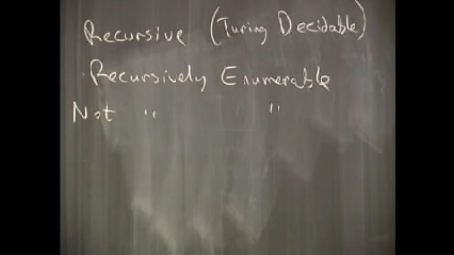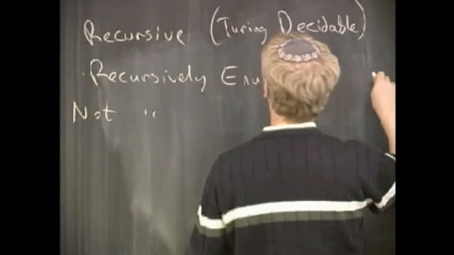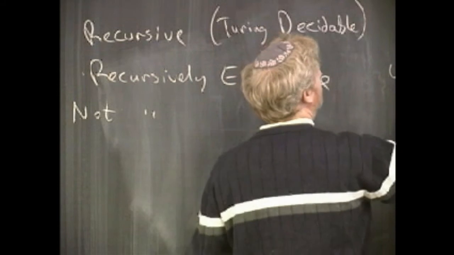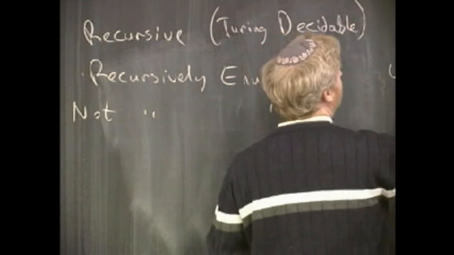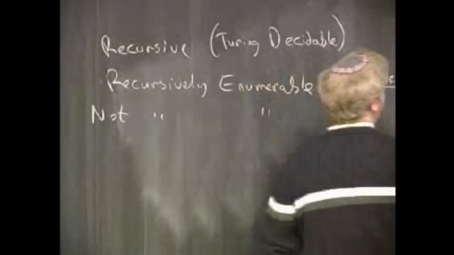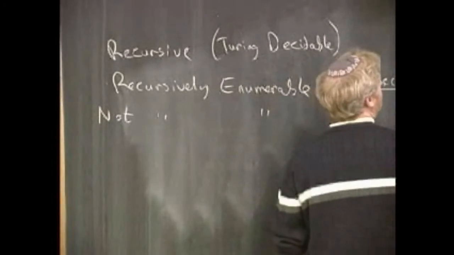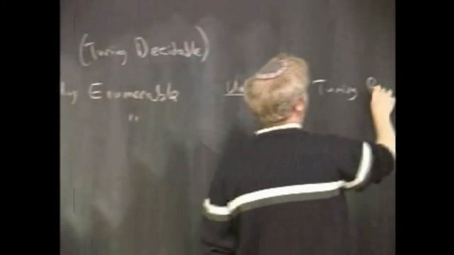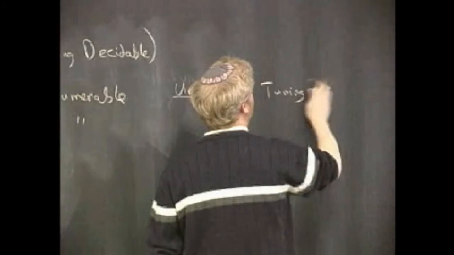Recursively enumerable means that you can answer yes if the answer is yes, but if the answer is no, you may run forever. These are sometimes called acceptors or recognizers. These are also sometimes called undecidable, because you can't decide yes or no, you can just decide yes. And our book calls them Turing, what is it called, recognizable? Acceptable, Turing acceptable.